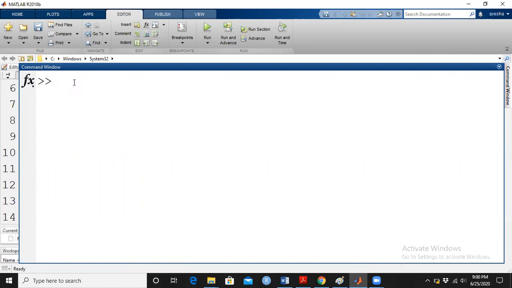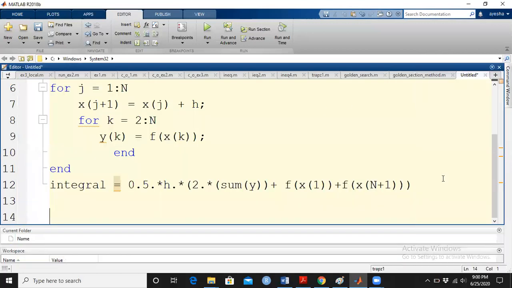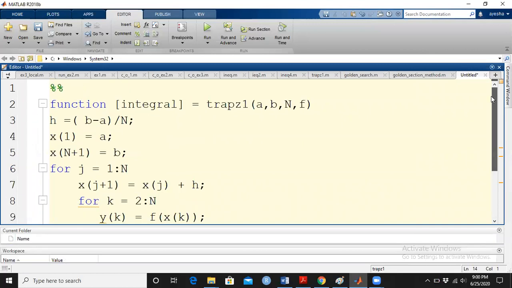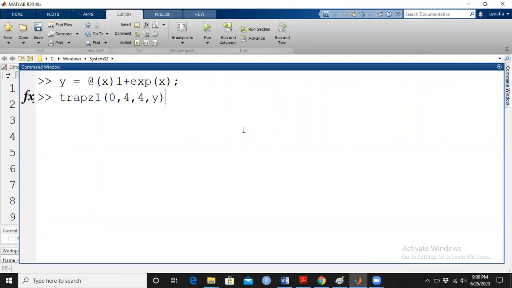So now I will type my function here. I have y equal to at the rate of x, 1 plus exp of x. Then I will have the trapezoidal rule, so I will write here trapz1. Now I have this m file. Please make sure that you have this m file ready. You can see trapz1 here, so that's why I'm calling it here in the command window. This is the command window.